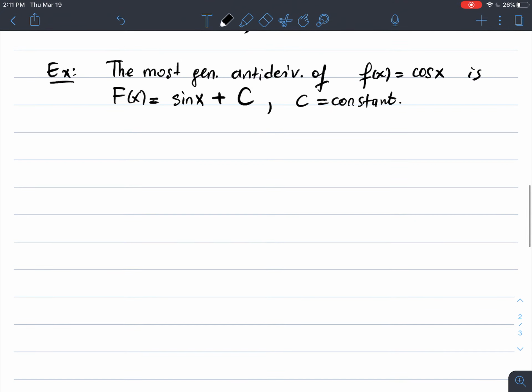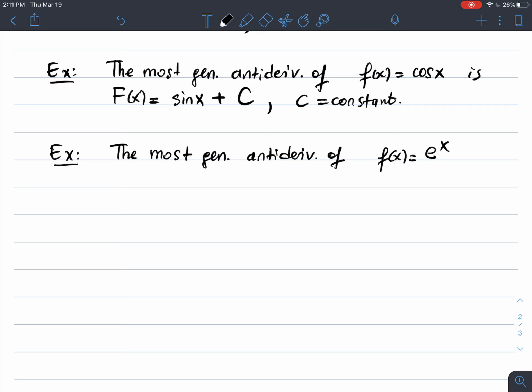And so on. Let me do one more. Let me do two actually very important antiderivatives. So again, the most general antiderivative of f of x equals e to the x is, as we all know, a function whose derivative is e to the x, is e to the x plus the constant c.